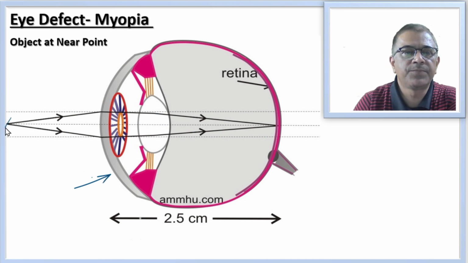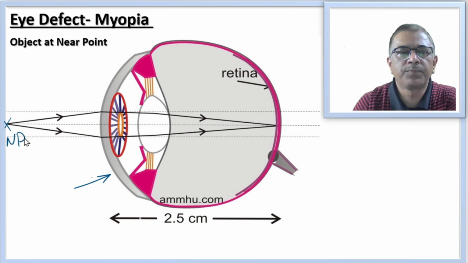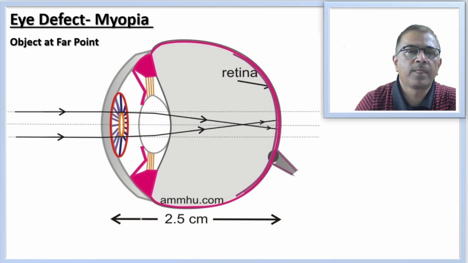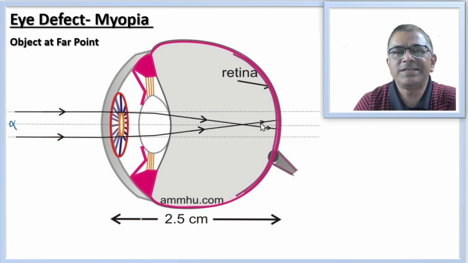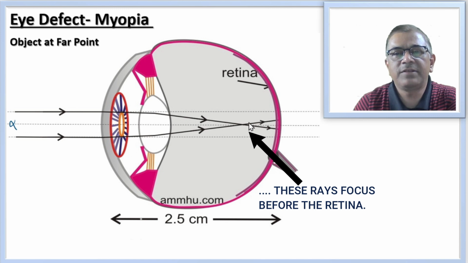When the object is at the near point, the ciliary muscles will be optimally constricted and these will be in the most strained state. Image will be formed at the retina. When the object is at infinity, when the rays are coming from infinity, the eye lens system is not able to focus these rays at the retina. In fact, these rays focus before.